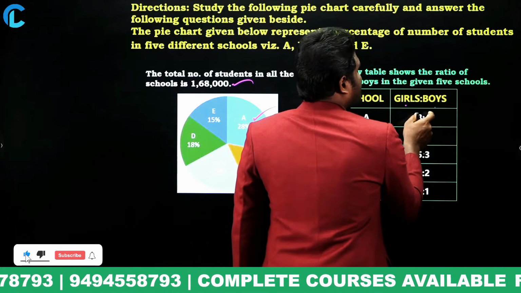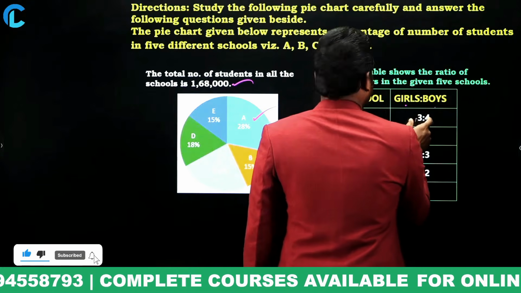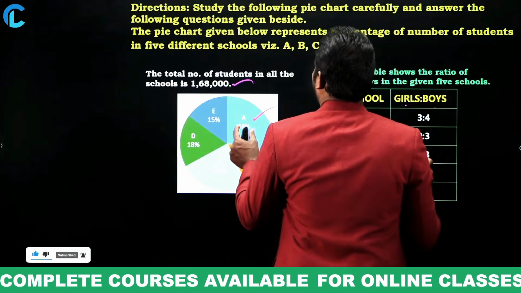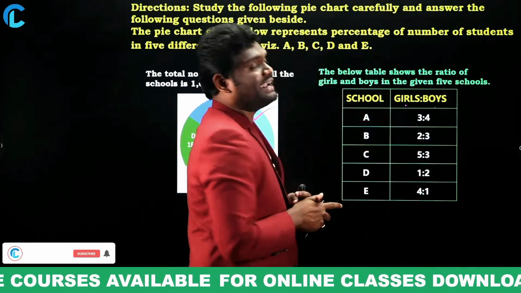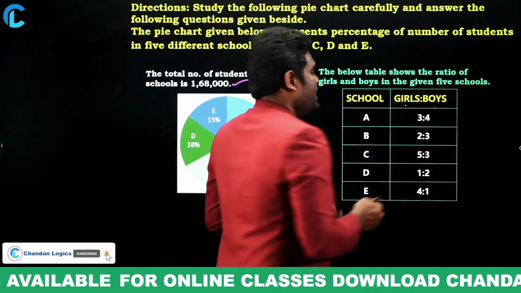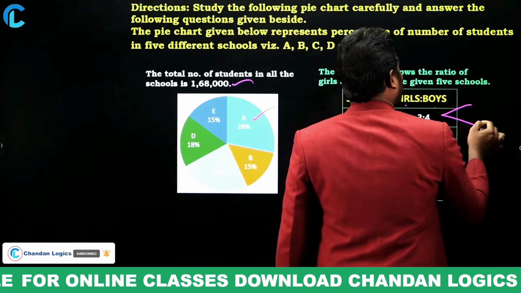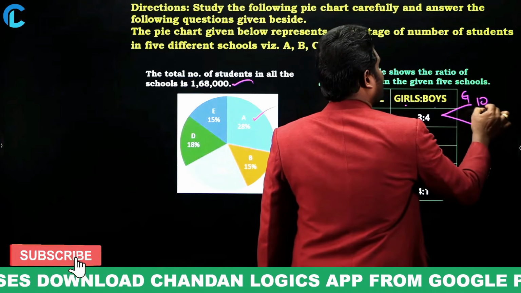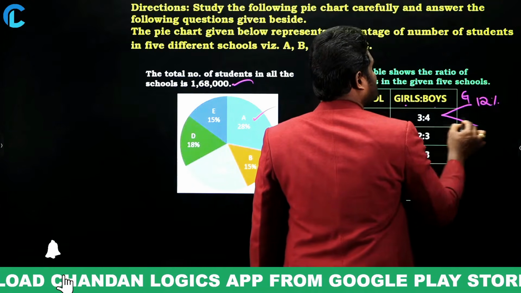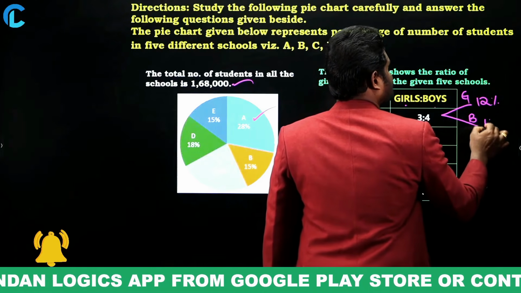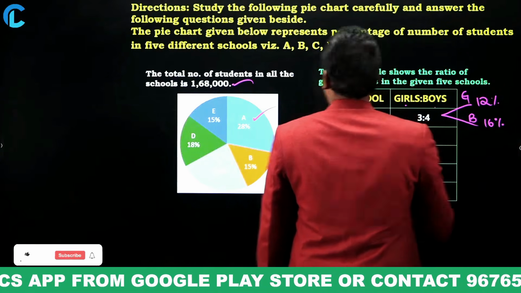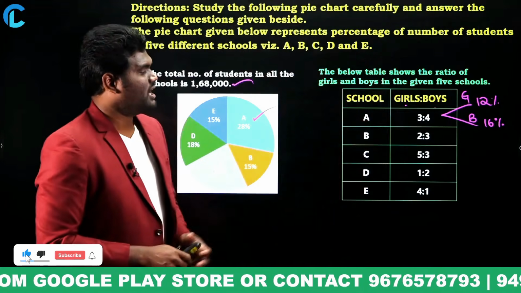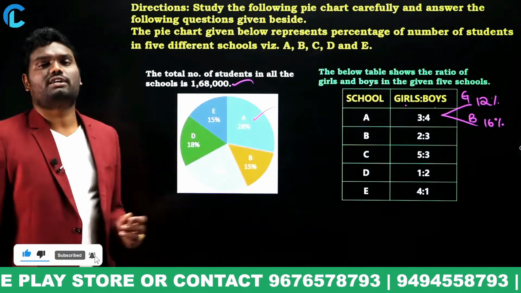Total 7 parts. 7 parts, how much? 7 parts, 28 means 1 part will be 4. If 1 part is 4 means, girls, how many parts? 3 parts. So 3 4s are 12%. Okay. Boys, how many parts? 4 parts. So 4 4s are 16%. Yes or no? Which means out of total 28%, girls 12%, boys 16%.